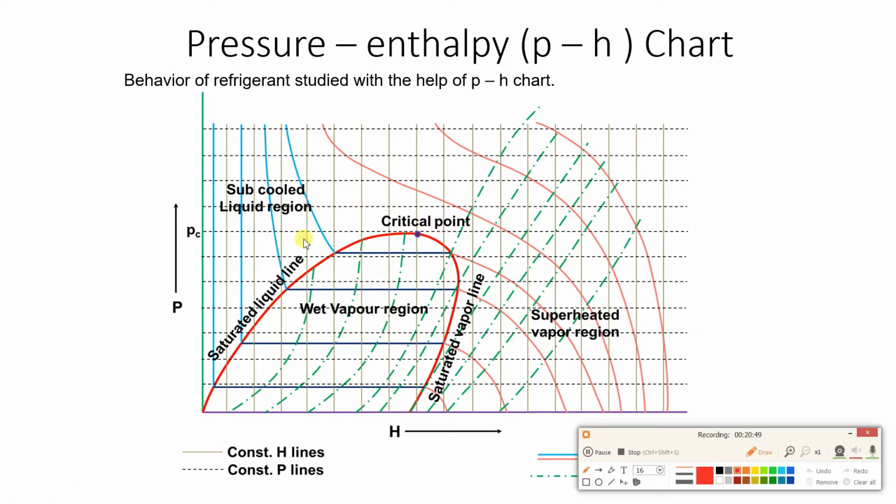So what will be the phase of refrigerant in this subcooled region? It will be liquid phase. Okay, liquid phase I have written over here. Now the saturated liquid line is a line where we have saturated liquid. What do you mean by saturated liquid? In saturated liquid, if you add some amount of latent heat, it will start vaporizing.